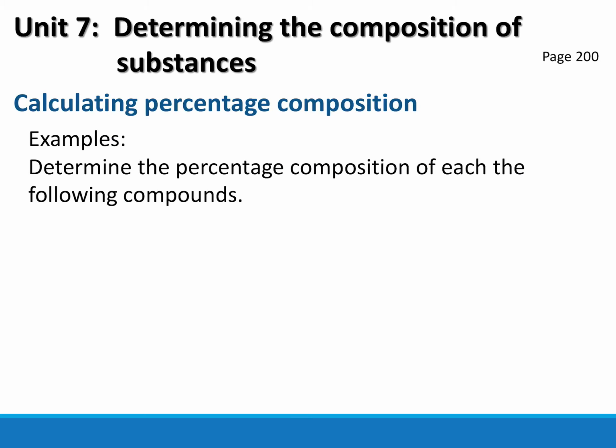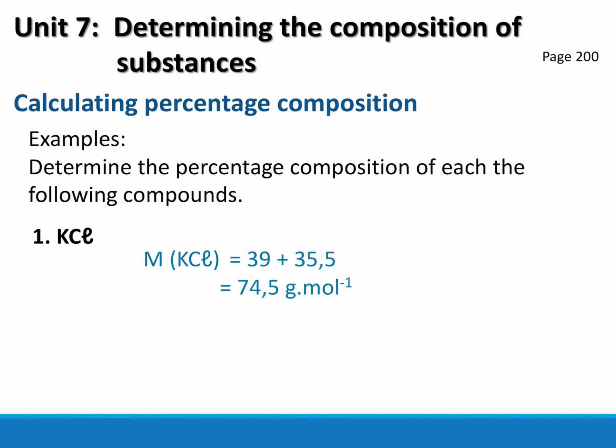To determine percentage composition, the best way to do this is by example. So we're going to look at potassium chloride. Step 1, very important, is we're going to work out the molar mass of each substance. The molar mass of potassium chloride, potassium being 39, chlorine being 35.5, together gives us 74.5 grams per mole. But in this potassium chloride, 39 grams of it is potassium and 35.5 is chlorine.